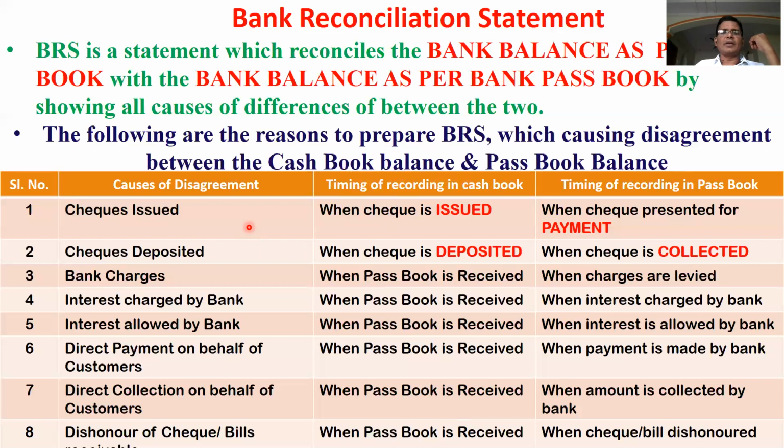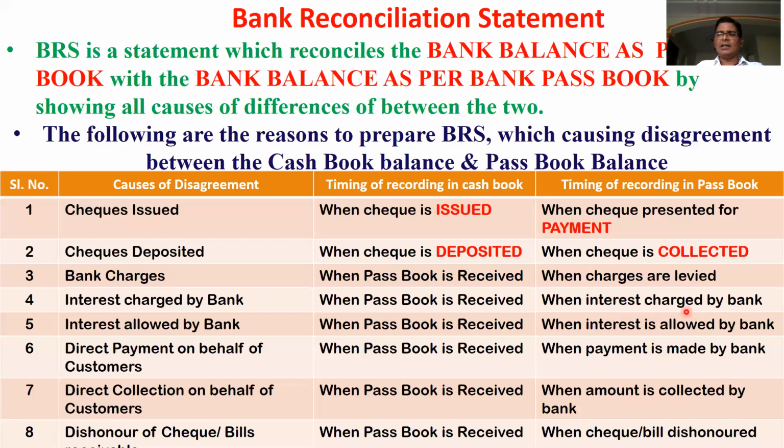They are going to record whenever it is presented for payment. Checks deposited, we record immediately, but the banker does not record the same, because they record only whenever the check is sent for collection. Like that, bank charges, next interest on overdraft, interest on deposits, direct payment by the bank, direct collection by the bank, checks. All these, what happens?